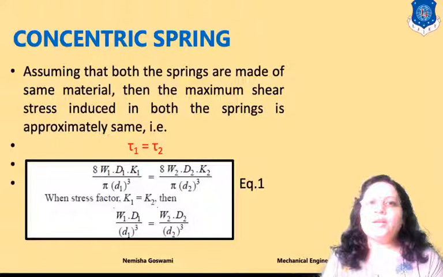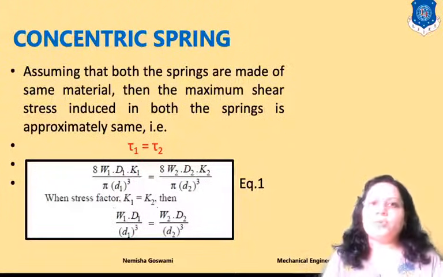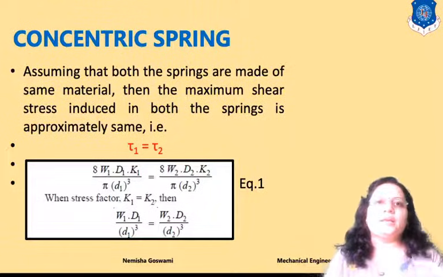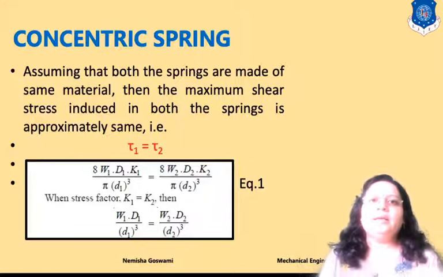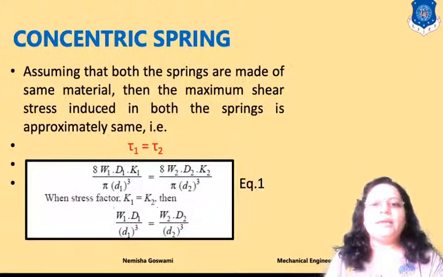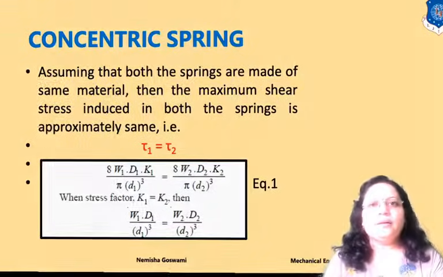After equating these two equations and solving, we consider that K1 is equal to K2, because K is the spring constant, which also depends on the material. Both springs are made of the same material, so the spring rate, or spring constant, will be the same. So capital K1 is equal to capital K2. The final equation will be W1 capital D1 divided by small d1 to the power 3 is equal to W2 capital D2 divided by small d2 to the power 3. This is equation number 1.